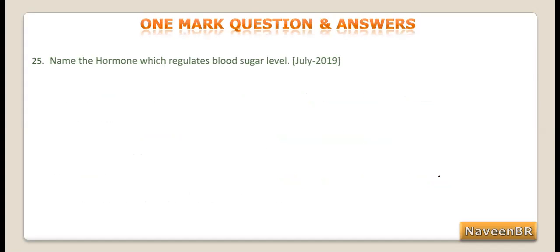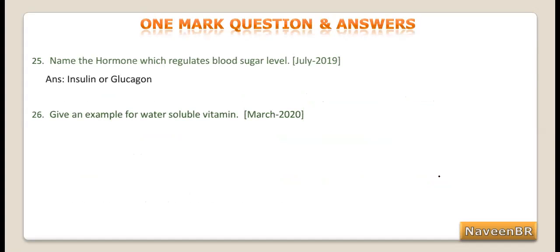The next question from the supplementary of 2019. Name the hormone which regulates blood sugar level. Again, it is a repeated question. It is either insulin or glucagon. Both will maintain the blood sugar level.